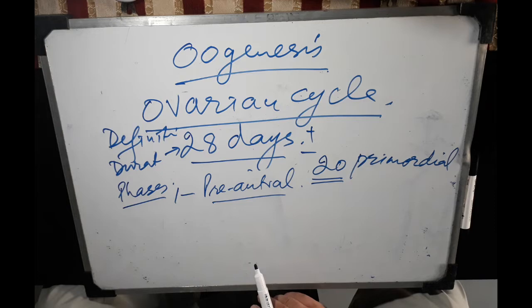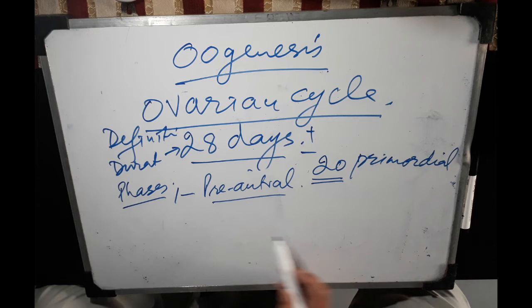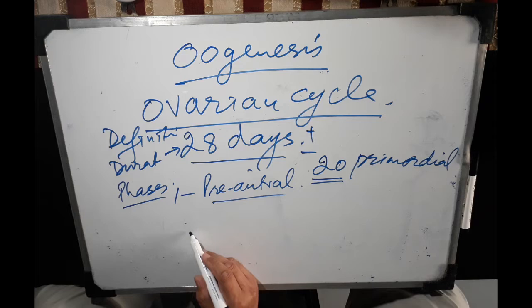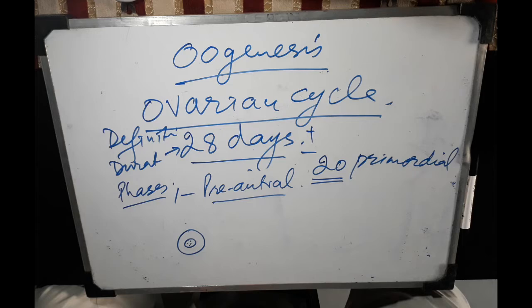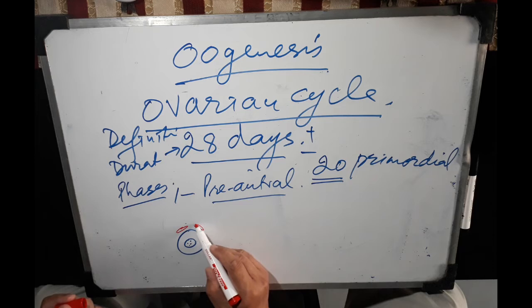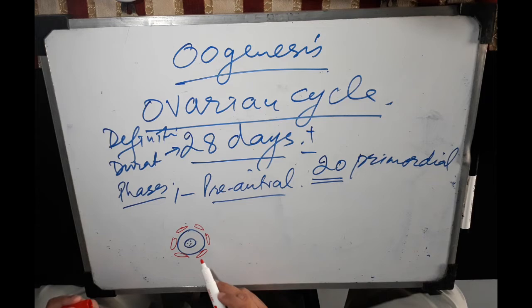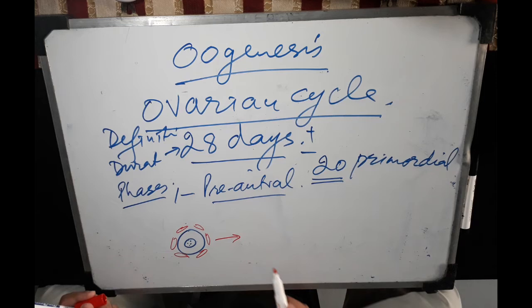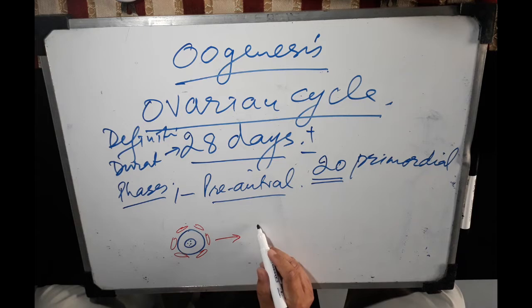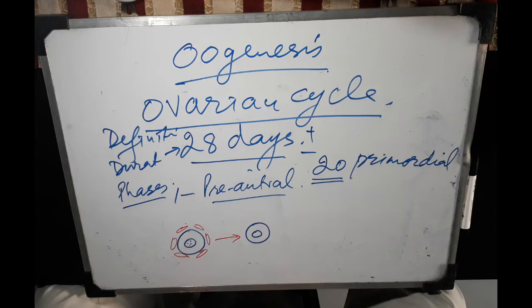So this is the primary oocyte in the diplotene phase, surrounded by a single layer of follicular cells. Now these follicular cells become cuboidal in shape.